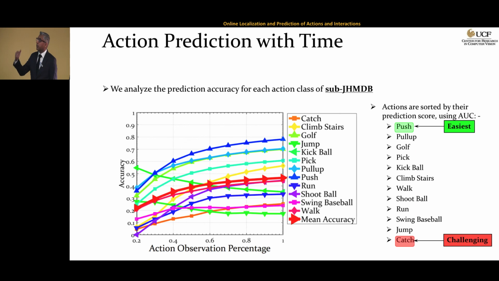In this particular data set, we observed that pushing is easier because it's mostly upright. Poses are easy to estimate as compared to catching, which involves diving, jumping, and so on. So there's a lot of pose variation, and that can drop the performance in this case.